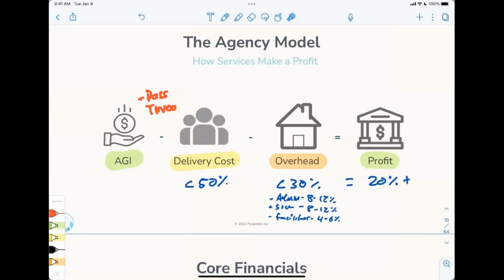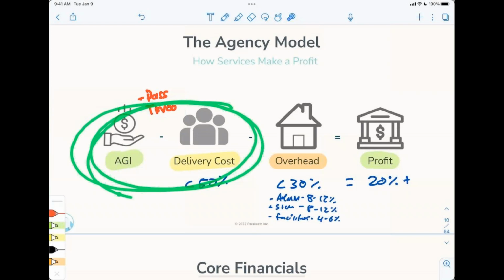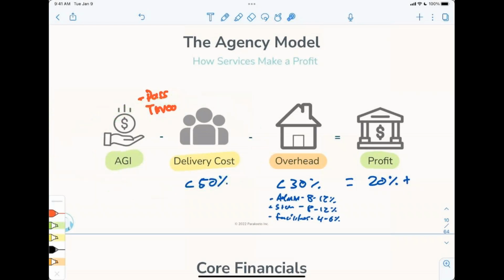Usually the problem is that they're not creating enough delivery margin. Their delivery cost relative to how much income they bring in is far too high. And often that is a result of them not charging enough money, spending too much time to get things done, or having too high of a cost for their team relative to the rates that they charge.